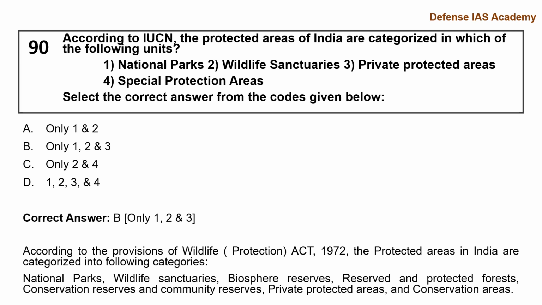According to the provisions of the Wildlife Act, 1972, the protected areas in India are categorized into the following categories. 1 is national parks, 2 is wildlife sanctuaries, 3 biosphere reserves, 4 reserved and protected forests, then conservation reserves and community reserves, private protected areas and the conservation areas.